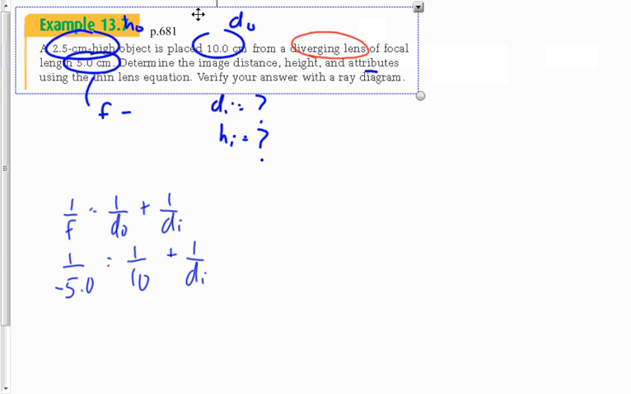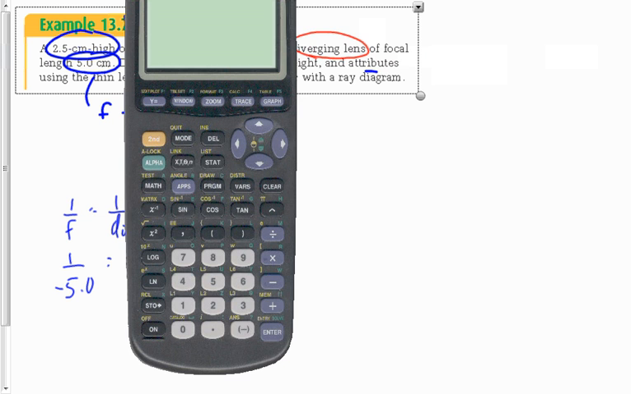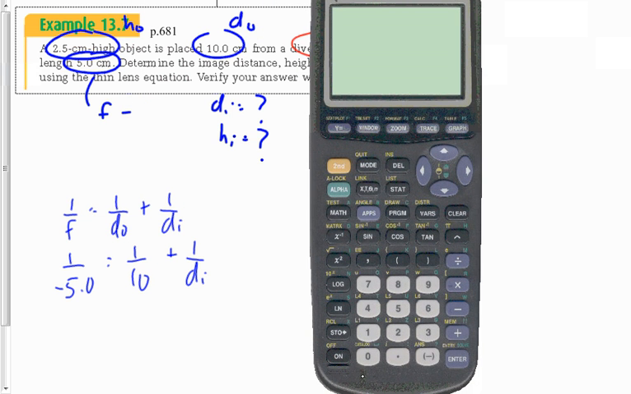So we're solving for dI here. Let's pull out the calculator, and let's do that little trick that I showed you when we did converging and diverging mirrors. If I can get this thing turned on. There we go. Let's say negative 5, x to the minus 1. Let's subtract from that 10, x to the minus 1. Let's flip it over, and we end up getting negative 3.33.